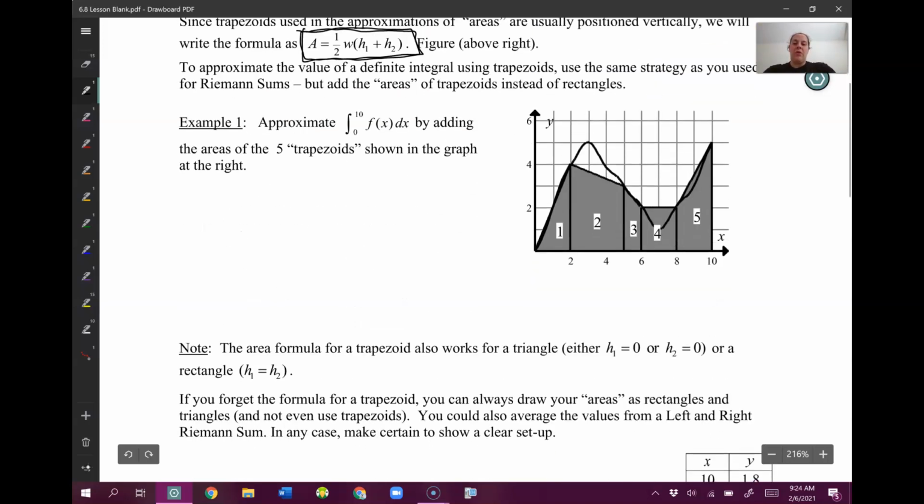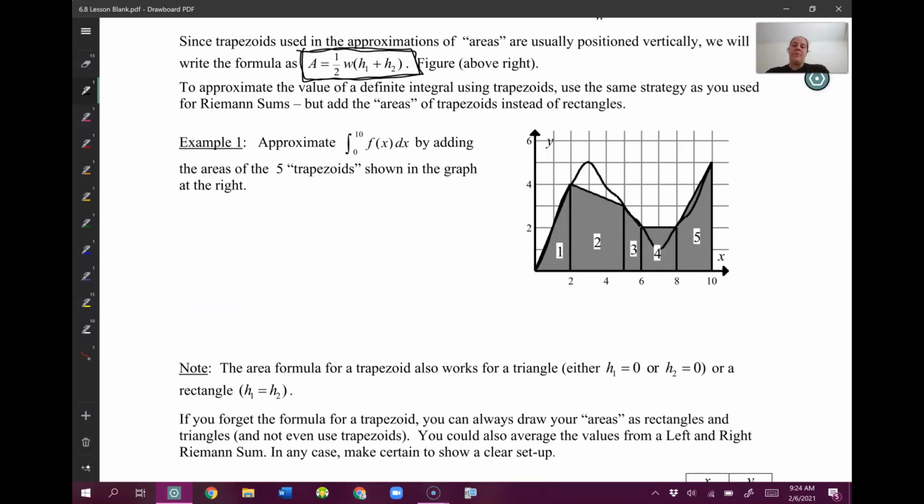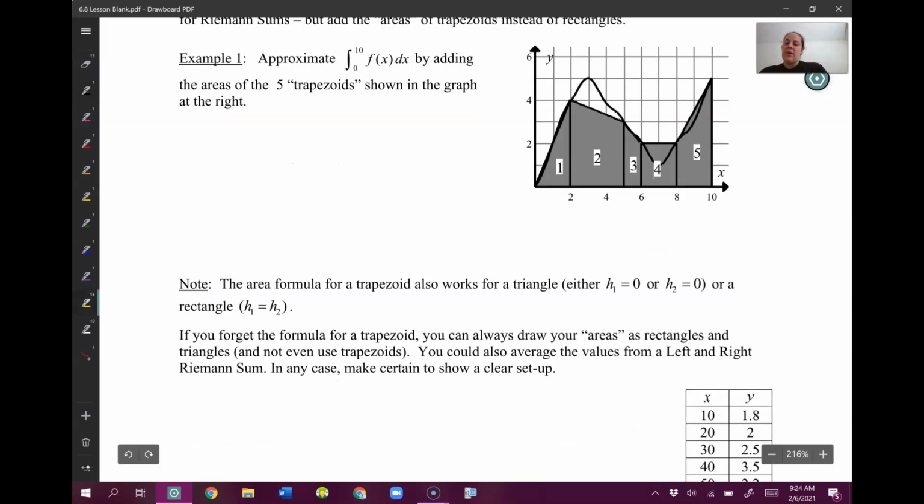So let's go through that with our first example. We have 5 trapezoids here. Now you may say, Mrs. Johnson, 2 of these are not trapezoids. This one's a triangle and this one's a rectangle. Well, look at this note here. The area formula for a trapezoid also works for a triangle or a rectangle.